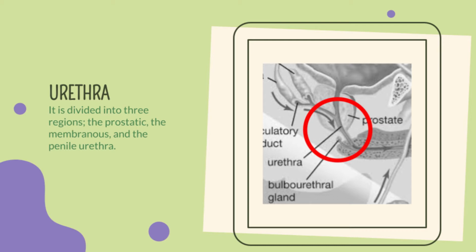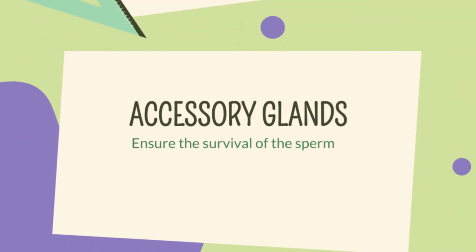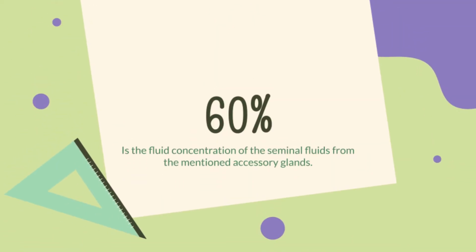It is divided into 3 regions: the prostatic, the membranous, and the penile urethra. Now, to ensure its survival along the way, the accessory glands are in action. The seminal fluid, or the mixture of all the secretions from the said accessory glands, is composed of 60% fluids from the seminal vesicles, while the remainder is from the prostate. The sperm and secretions from the bulbourethral glands contribute to only a small volume.